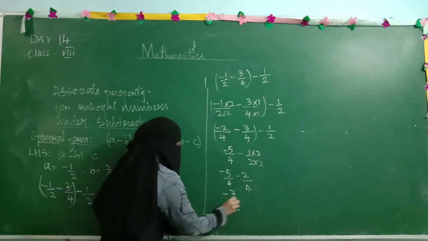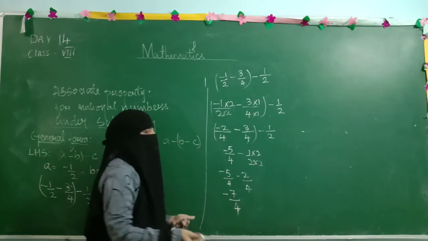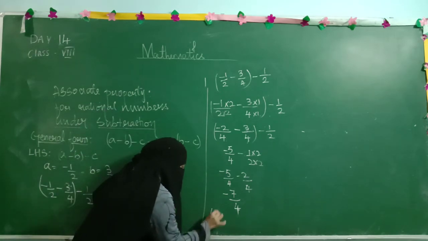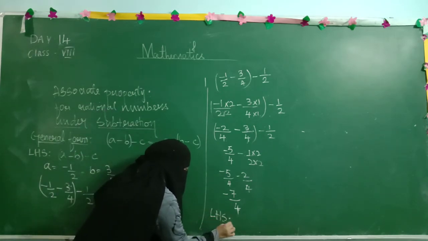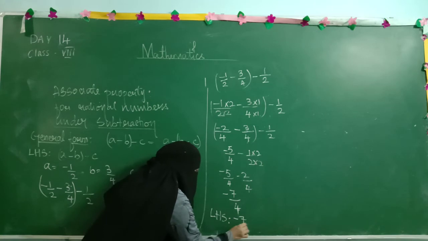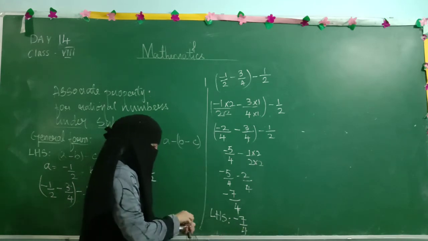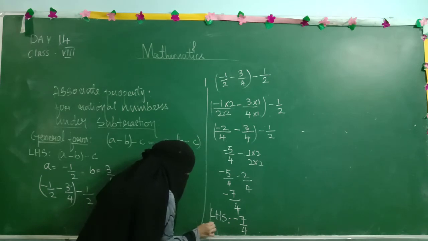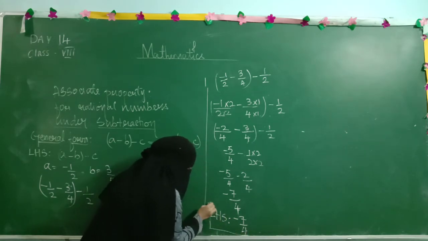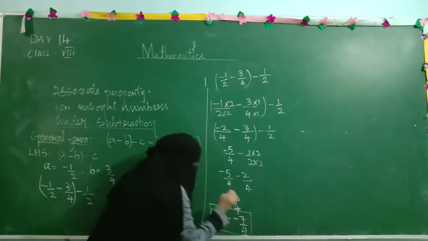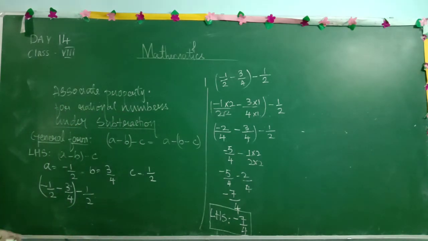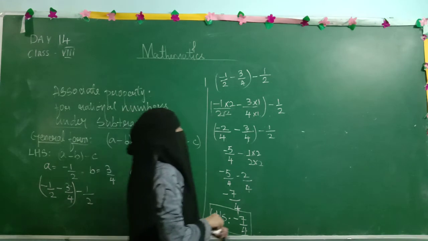So minus 5 minus 2, how much is it? Minus 7 by 4. Now here we need to stop, and we have completed the LHS part, and you got the value of LHS, how much? Minus 7 by 4. Fine. Keep remembering this, we got the LHS part as minus 7 by 4. Now I will continue here only, it will be clear to you people.